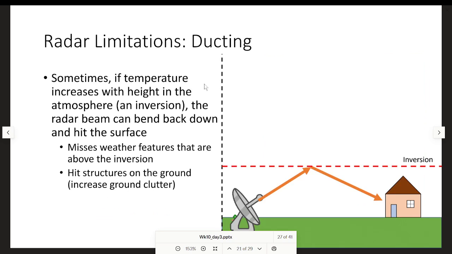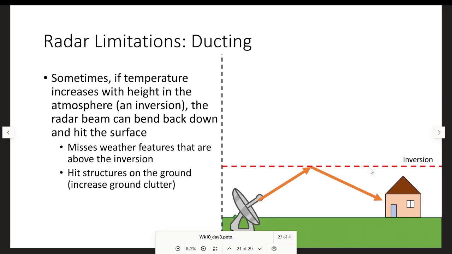Okay, so there's this thing called ducting. If the temperature increases with height, like if you have an inversion, the radar beam can be bent back down and hit the surface, so it can miss weather features that are above the inversion, and it can hit structures on the ground, which increases the ground clutter. So ducting just happens when there's an inversion that bends the beam down. And if there was something here, it would make it look like these houses are higher up in the atmosphere when they're not.